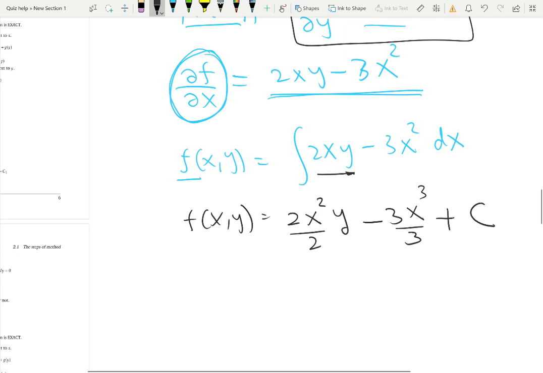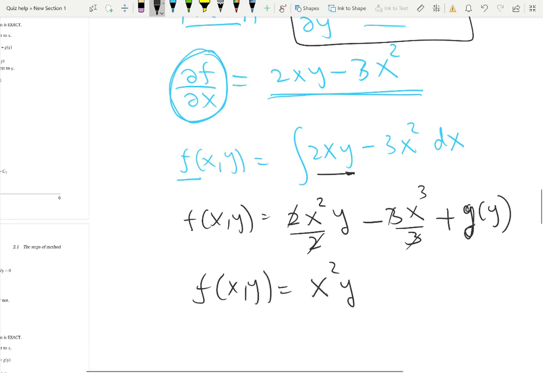Now what is that constant c? It's a constant, so y appears like a constant here. So the constant is actually a function of y. So that's what we decide. It's some kind of function of y. Let's call it g. So it's not a constant, it's actually a function of y. Let's simplify this further. Alright, so f is actually x square y minus x cube plus a function of y.